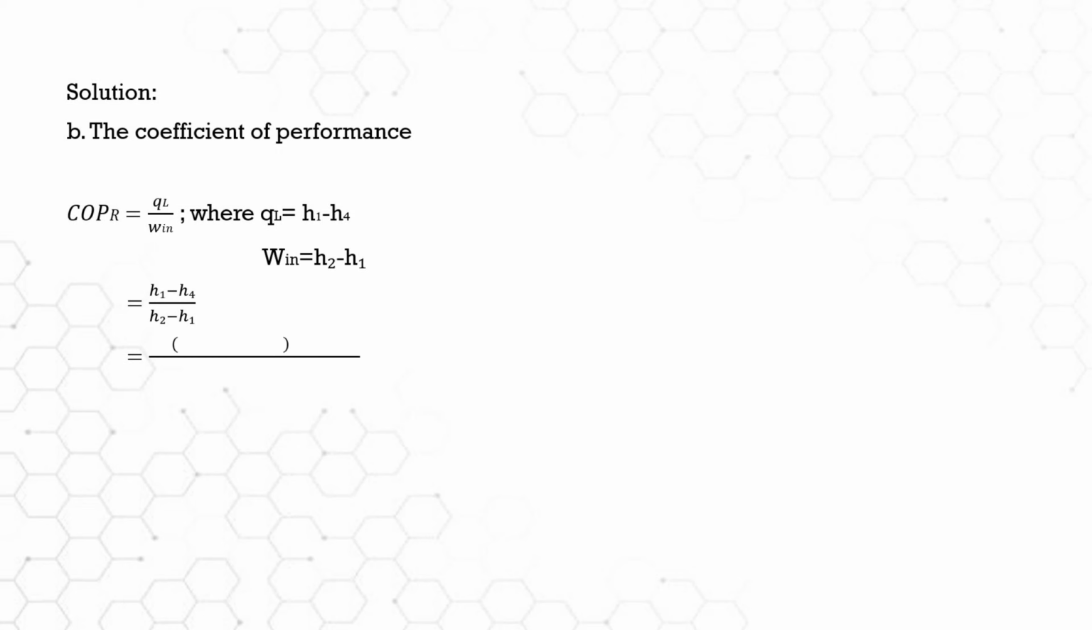So plug in the values. We have 239.16 kilojoules per kilogram minus 95.47 kilojoules per kilogram over 275.37 kilojoules per kilogram. Cancel out the unit. We have 3.97 as our COP of the refrigerator.